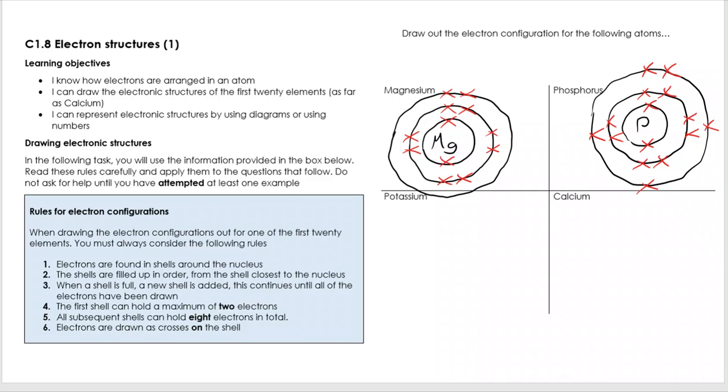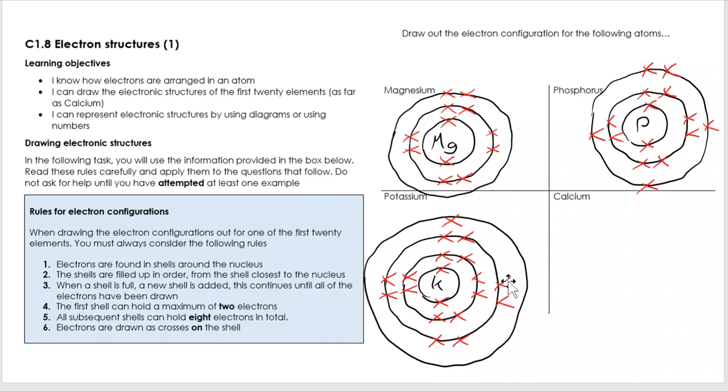By the time we get to potassium and calcium, we're getting even bigger still. We have got 2 in the first shell for potassium, 8 in the second shell, 8 in the third shell, and then we've got 1 going into the fourth shell as well. That's 19 in total. Calcium I've already discussed. There are 20 electrons. This is the biggest one you will ever need to draw.